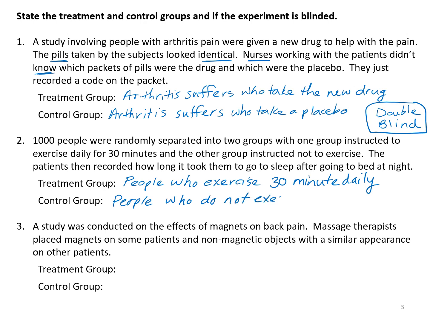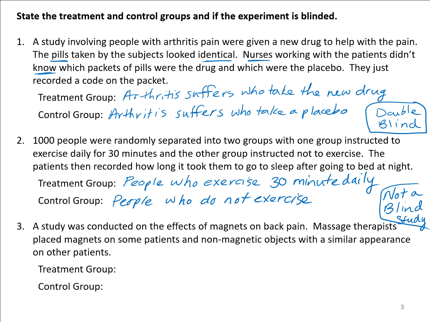Now, there's no way to blind someone in terms of doing something and not doing something. And the same thing with the researchers. They know who's exercising, they know who's not exercising. So this would not be a blind study. Sometimes there's just no good way to actually create a blind.